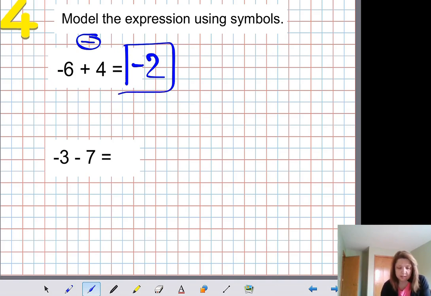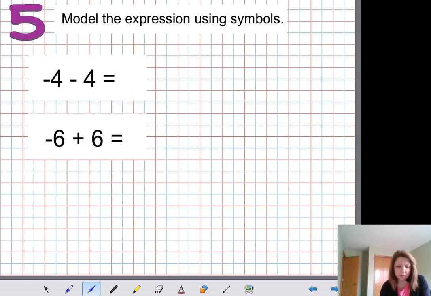Negative 3 minus 7, both of those have the same exact sign. So think about when you have negative 3 and 7, it is the same as 3 plus 7, okay? We're adding the numbers, we get 10, and we keep the negative sign. When we're adding two negatives, we add the numbers and we keep the negative sign. Next example, negative 4 minus 4, same thing. We are adding those two, which is 8, and do we keep the negative sign?